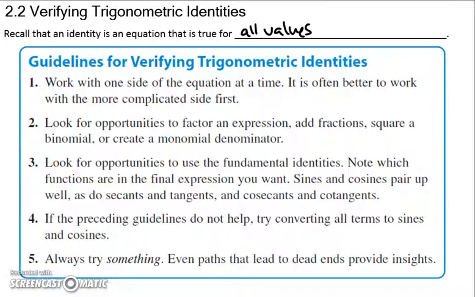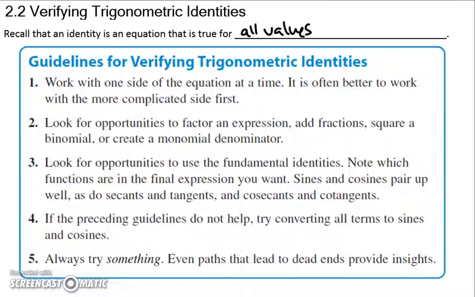Whereas something like x squared equals 0 is not true for all values of x. It's only true for a certain value, in this case x equals 0. It's not true for 1. 1 squared does not equal 1. But cosine squared of 1 plus sine squared of 1 equals 1. So it's going to be true for all values.